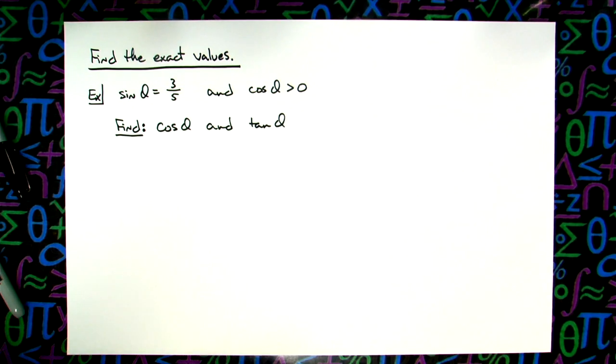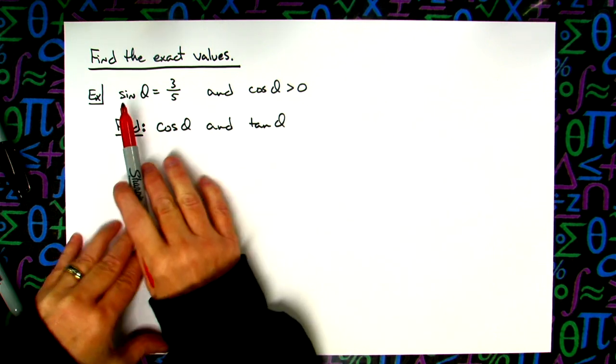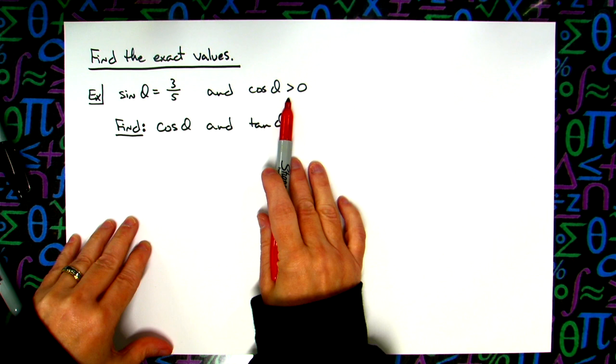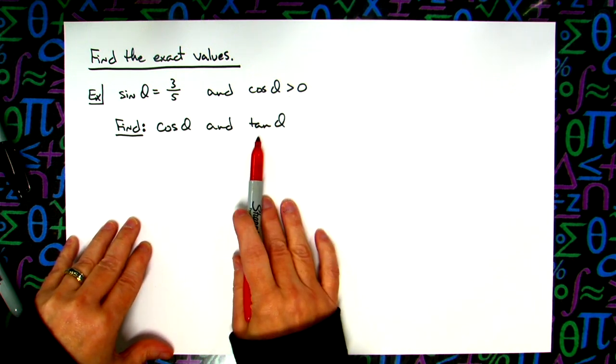In this video we're going to take a quick look at finding an exact value when given some various trig information. So in this problem they have given us that the sine of theta is equal to 3/5. They've also told us that cosine theta is greater than 0. They're wanting us to find cosine theta and tangent of theta.